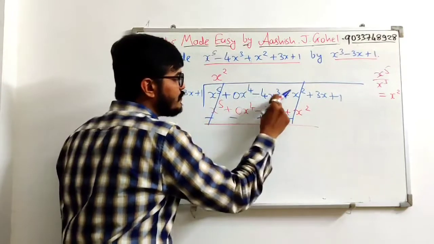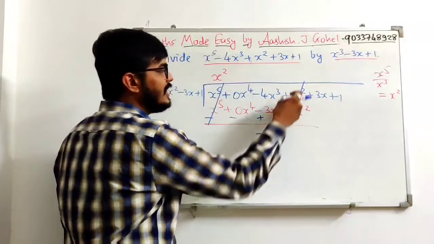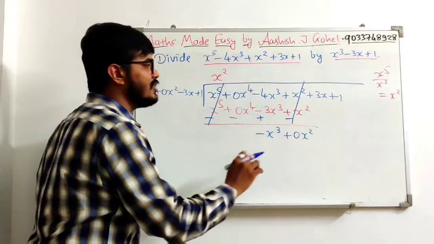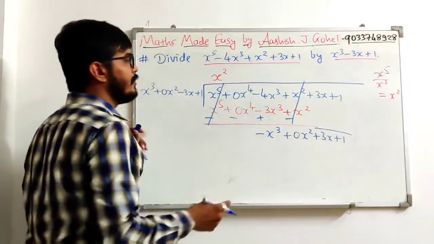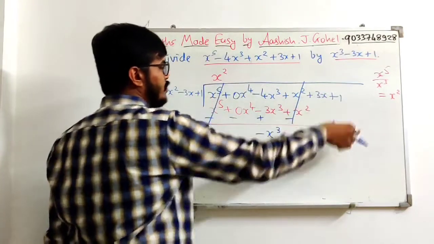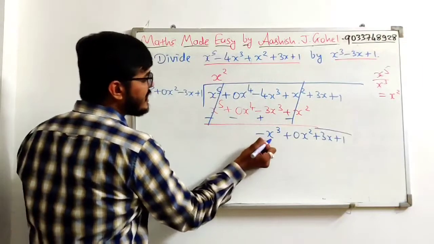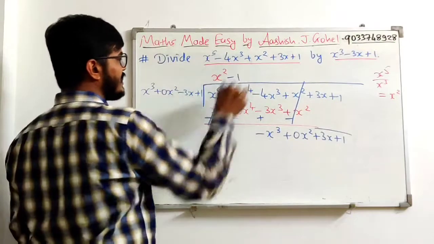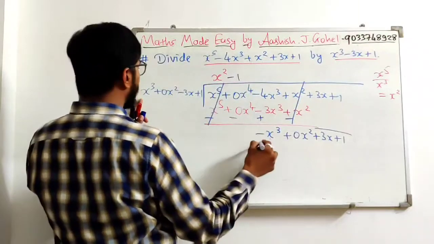Directly write down minus 4x cube plus 3x cube, and that is minus x cube. Then here it is 0. So you write down 0x square. If you will not write down, then also it is okay. Then you take two terms, 3x and plus 1, because here we got two terms cancelled. That is why we need to take two terms over here. Now the next procedure, x cube is there, here minus x cube is there. So by which term we need to multiply? Minus 1. Yes, correct.